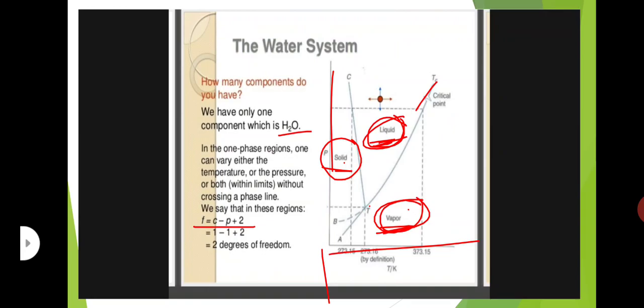Already the component is 1. So here the degrees of freedom is F equals C minus P plus 2. Here the C value is 1 and the P value is 1. So 1 minus 1 plus 2. The degrees of freedom value is 2 for regions.